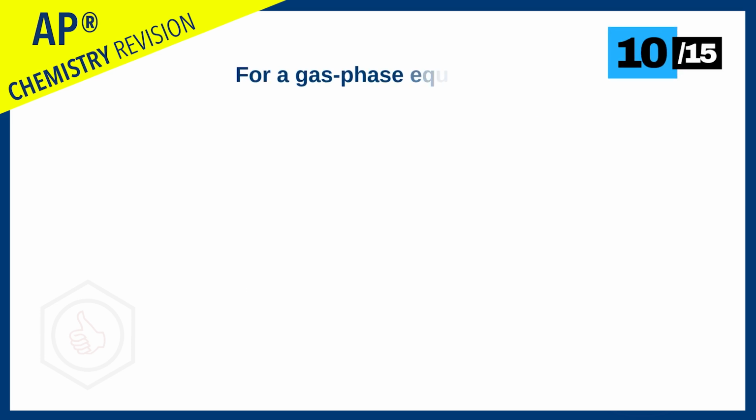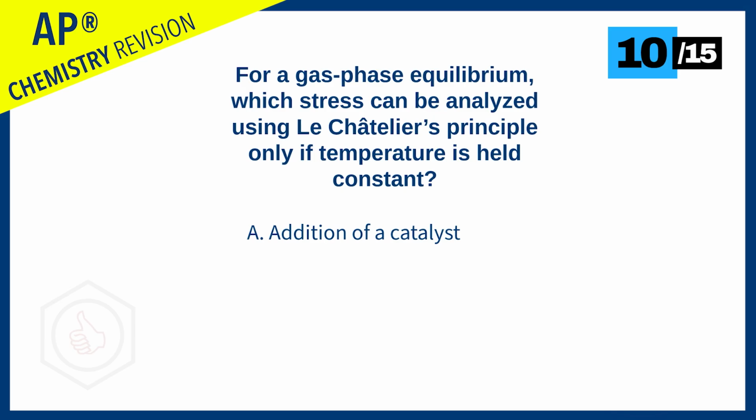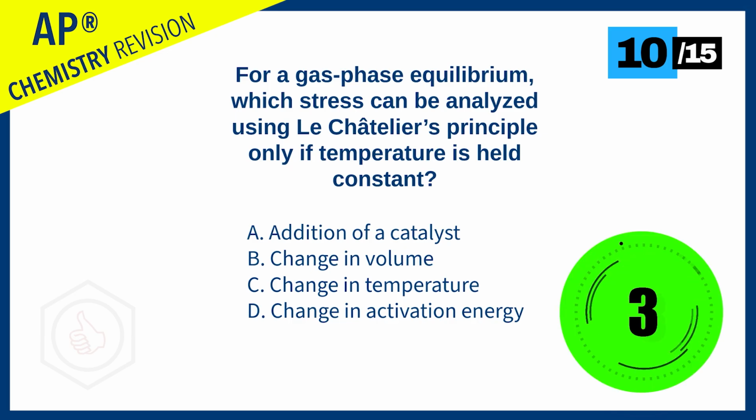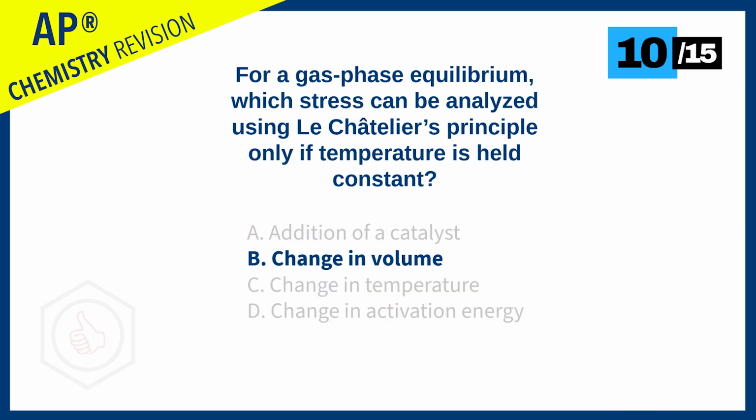For a gas phase equilibrium, which stress can be analyzed using Le Chatelier's principle only if temperature is held constant? Addition of a catalyst, change in volume, change in temperature, or change in activation energy? The answer is a change in volume. The use of a catalyst has no impact on positions of equilibrium, only the rate of attainment of equilibrium, and change in temperature would mean temperature isn't being held constant.